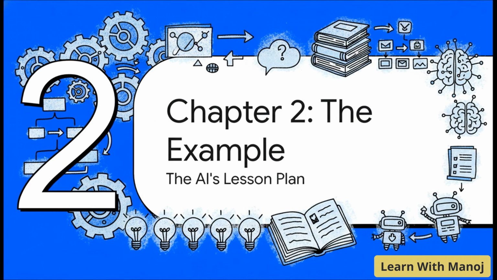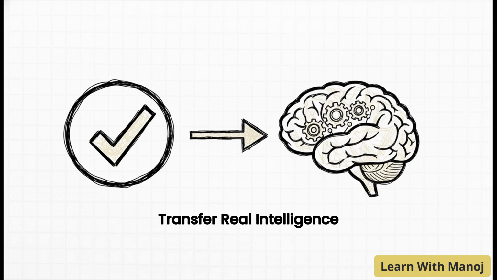So, now that we've got the basic concept down, let's move on to Chapter 2. Here, we're going to look at the actual lesson plan, the specific methods these AI teachers are using to pass down all that wisdom. And you know, this is the really crucial part. The best kind of teaching isn't about just memorizing answers for a test, right? It's about understanding the logic, the reasoning behind the answers. The goal here is to transfer real intelligence, not just simple mimicry.